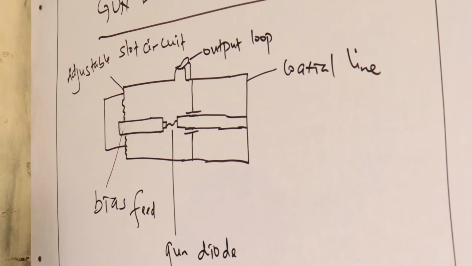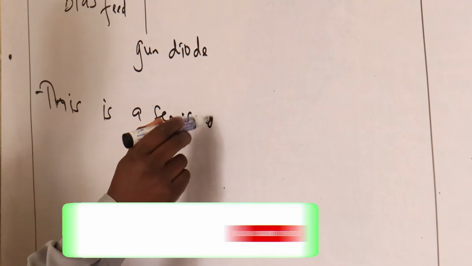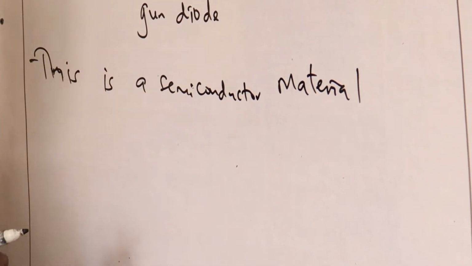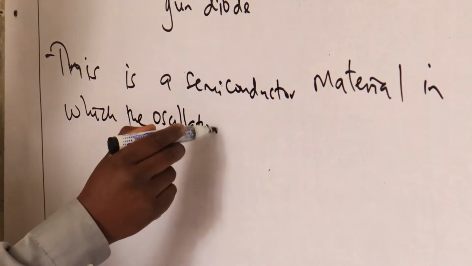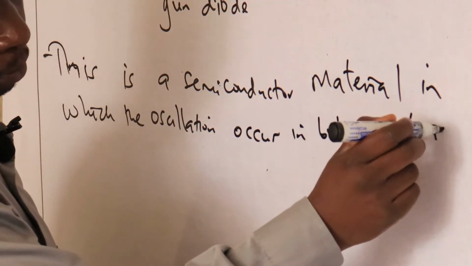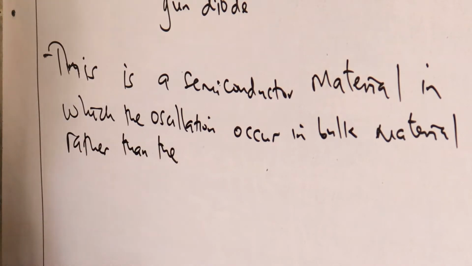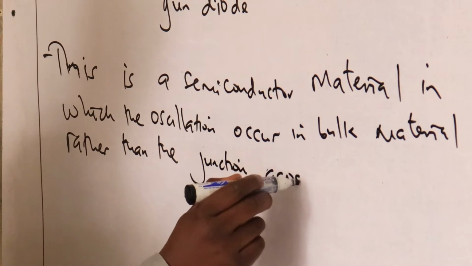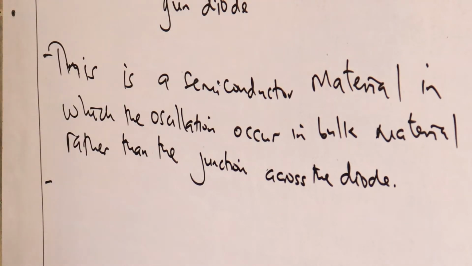So let us proceed. This is a semiconductor material or device in which the oscillations occur in the bulk material rather than at the junction across the diode.